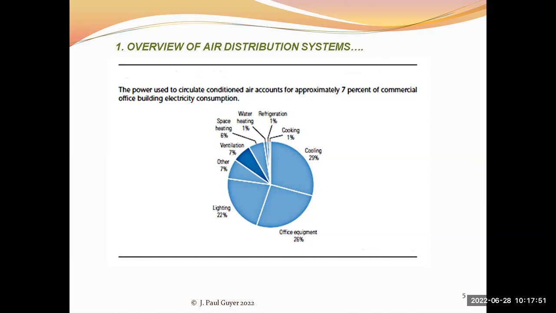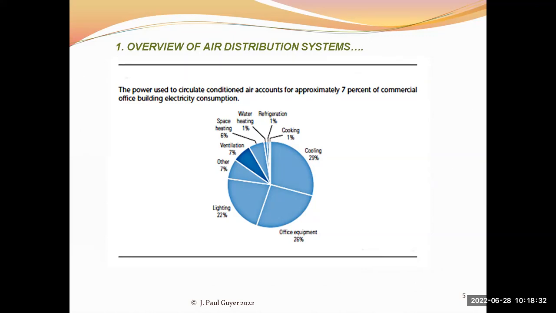Well, the EPA has of course been active in this area for a number of years, and they've kind of concluded that the ventilation system or the air distribution system is consuming about 7% of the energy that is consumed in a building. And this kind of pie chart kind of illustrates that.